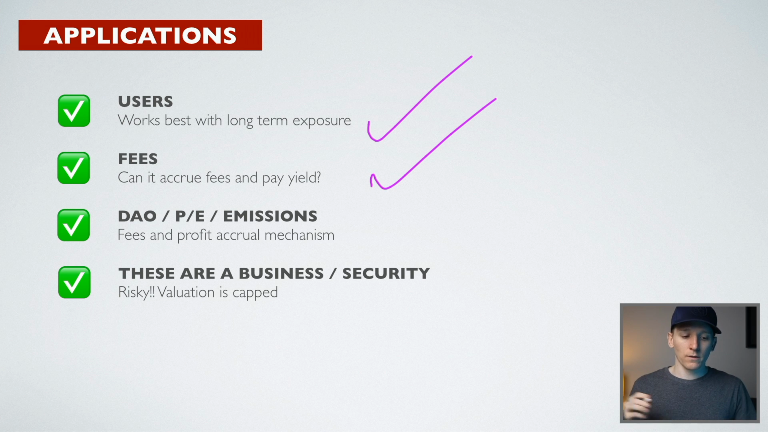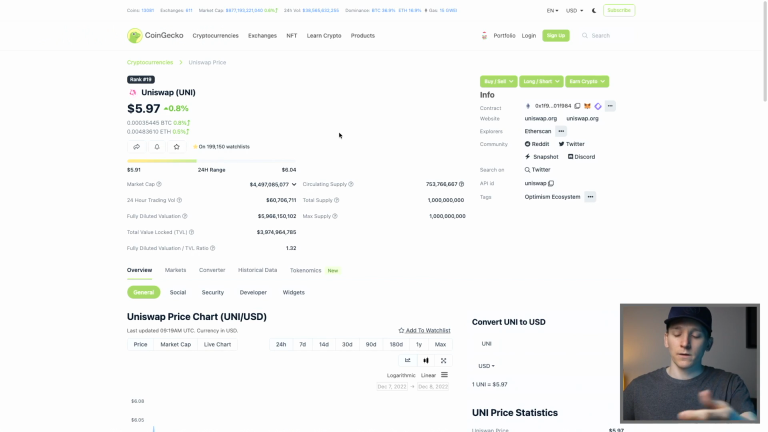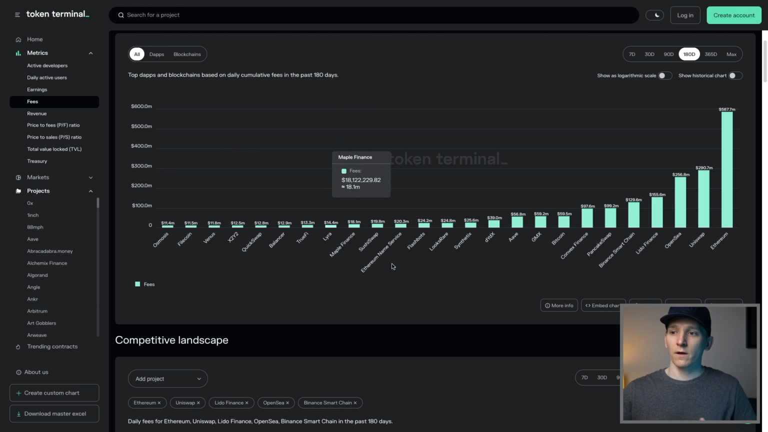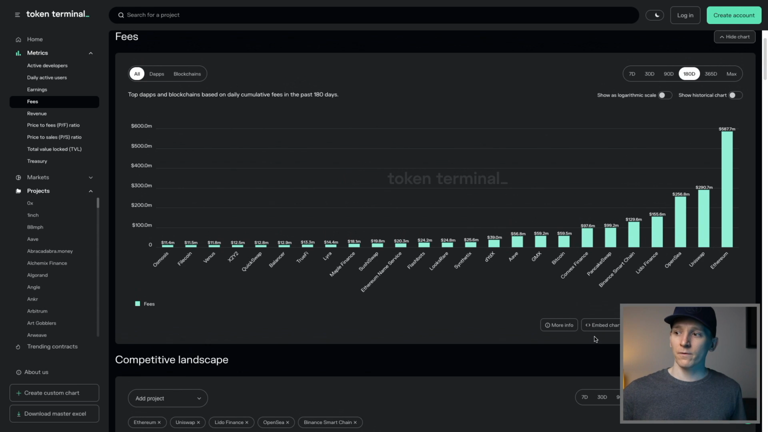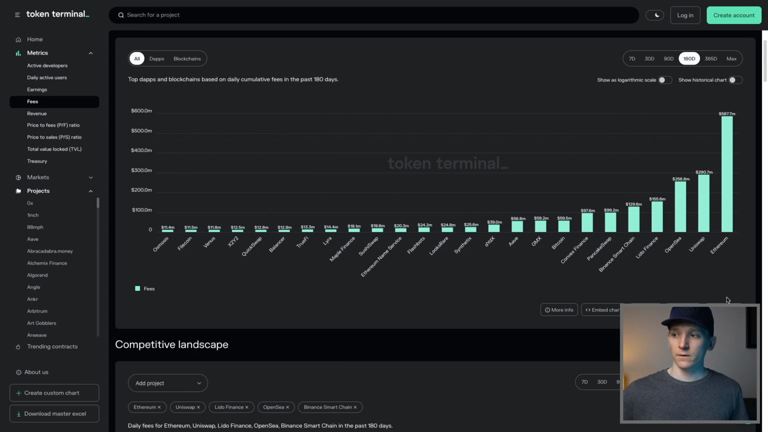So what we can actually look at here is, well, how much money do you make? So what we're going to do is look at something like Token Terminal. It's one of the best websites in crypto, shows you all of the fundamental data.